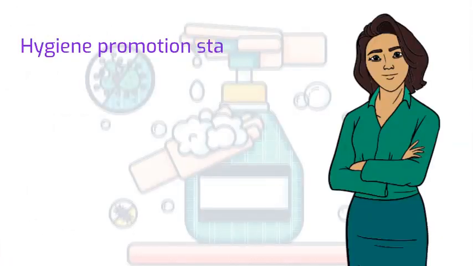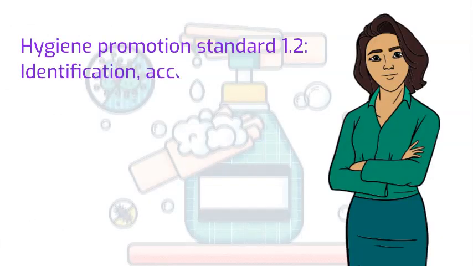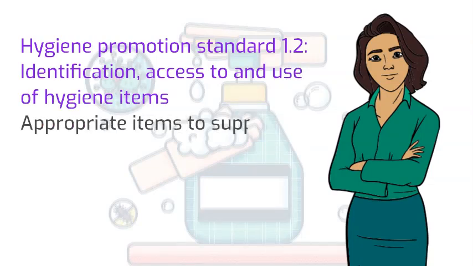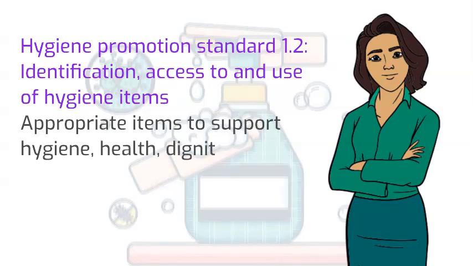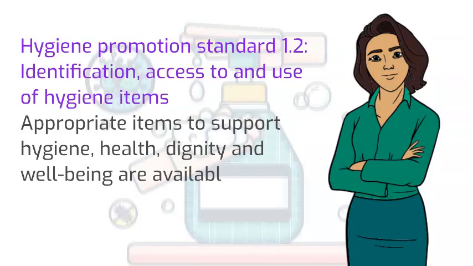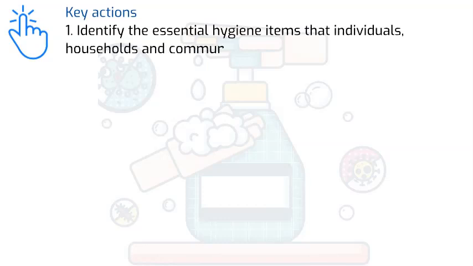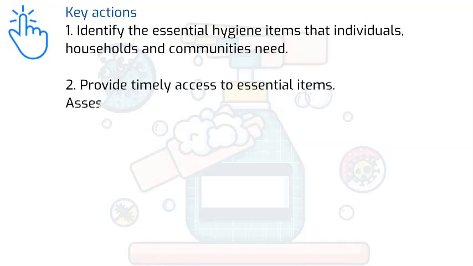Hygiene Promotion Standard 1.2. Identification, access to and use of hygiene items. Appropriate items to support hygiene, health, dignity, and well-being are available and used by the affected people. Key Actions. 1. Identify the essential hygiene items that individuals, households, and communities need. 2. Provide timely access to essential items.